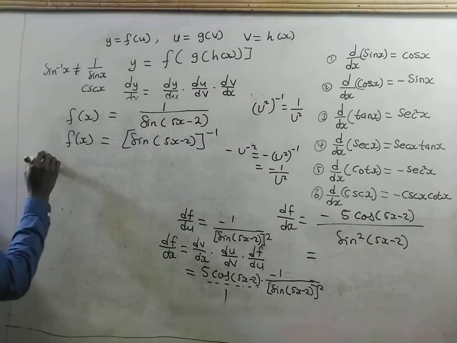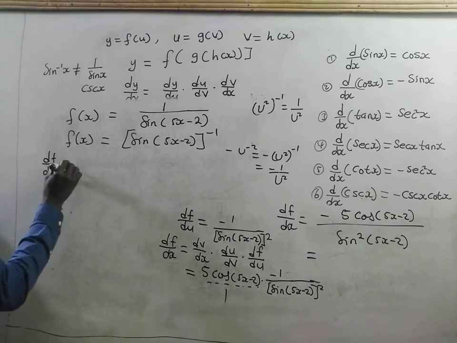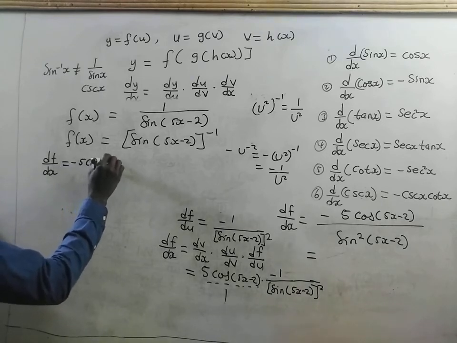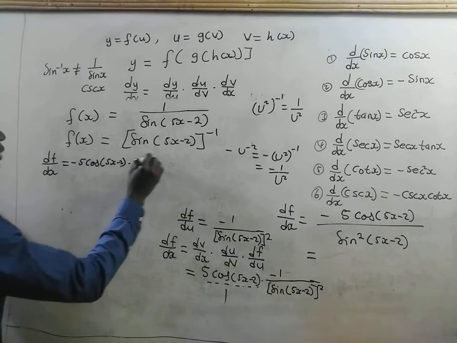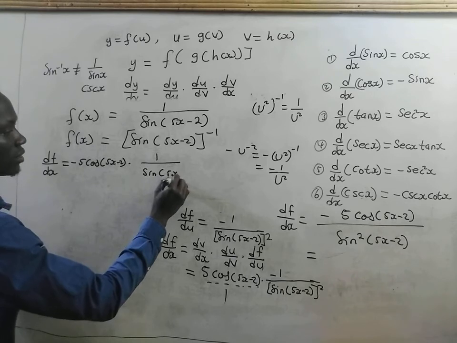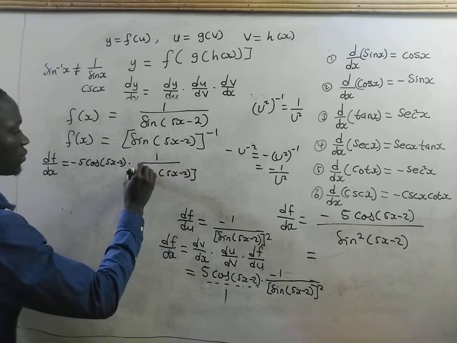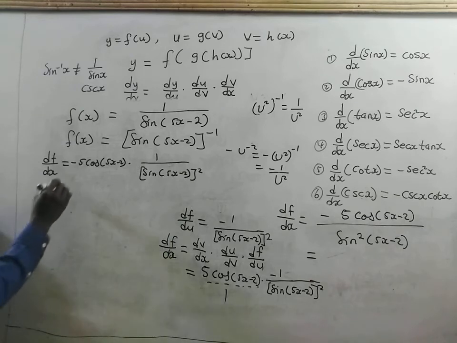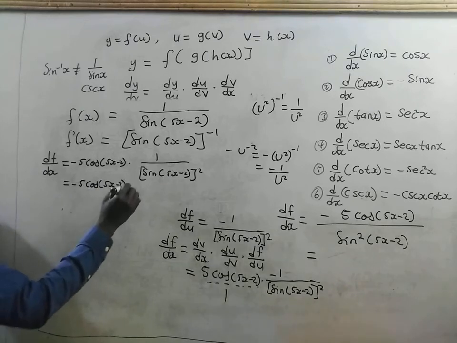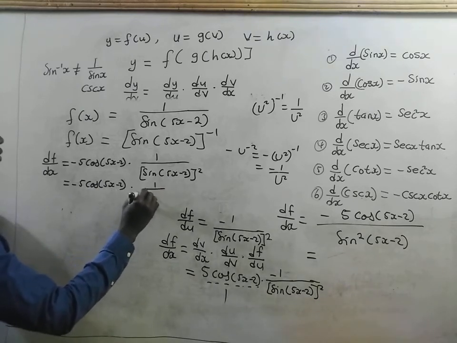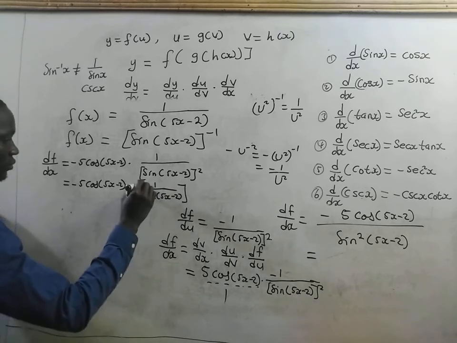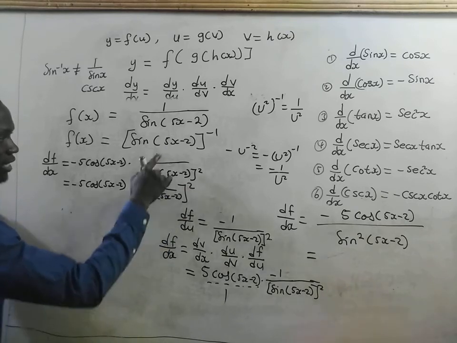So let me take the original answer. That's the derivative of f with respect to x, which is equal to minus 5 times cosine of 5x minus 2 times 1 divided by sine of 5x minus 2. See that we have a square here. Okay, so this is the same as minus 5 times cosine of 5x minus 2 times 1 on sine of 5x minus 2, all squared. Remember, 1 squared is 1.